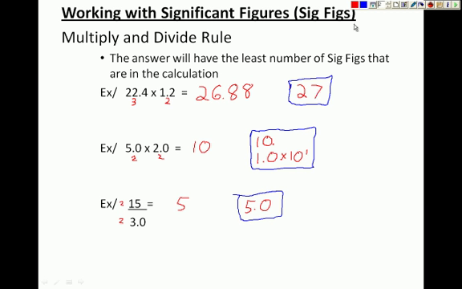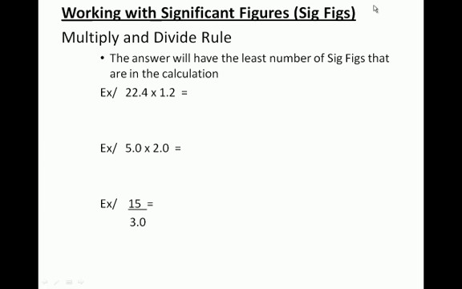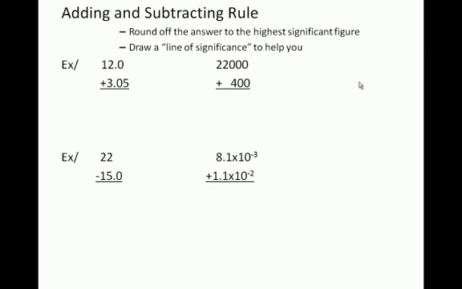Let's move on and now talk about, instead of the multiply and divide rule, the adding and subtracting rule. So here we have the adding and subtracting rule. Now, I have listed how this rule really works. So the first part is you need to round off the answer to the highest significant figure. Or what I like to do is I like to draw a line of significance. Okay, and I'll explain what this line of significance actually means.